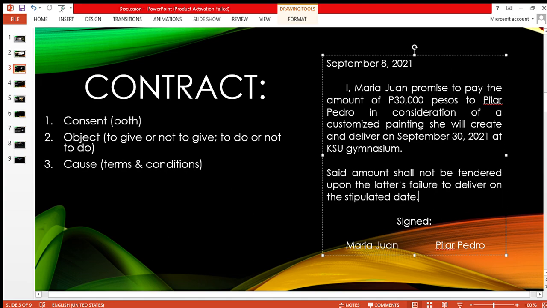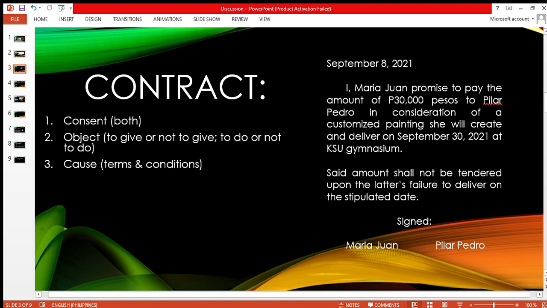In this particular example, the cause of the contract is stated in the second paragraph, which says that said amount shall not be tendered upon the latter's failure to deliver on the stipulated date. So what is the impact if there is a failure to deliver on the stipulated date? The effect is that Maria Juan will not be forced to pay the amount of 30,000 pesos. So that is the cause.